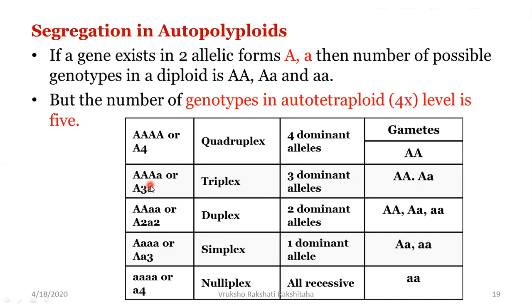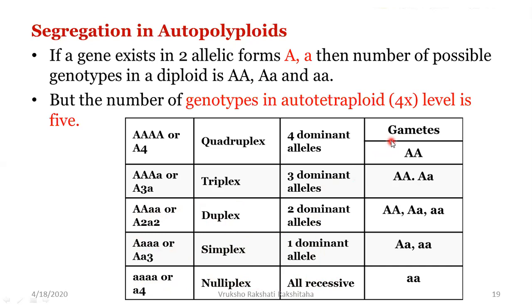Now, there are three capital A's and one small a. It is called triplex, that is, it has three dominant alleles. If it has two capital A and two small a, it is called duplex. It has two dominant alleles. Now there is only one capital A and three small a. It is called simplex, that is, it has only one dominant allele. And if there is no capital A and all four are small a, that is, there is no dominant allele, all are recessive, it is called nulliplex.